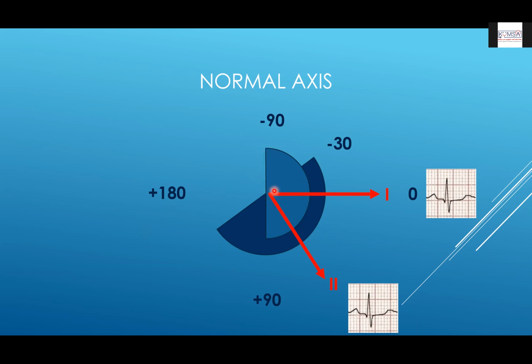So the light blue semicircle is lead 1. Any electrical activity moving in this direction will give me a positive QRS. Any electrical activity moving in this direction will give me a negative QRS. The same thing applies with lead 2. So anything in the direction of the bigger, darker circle will give me a positive in lead 2. And if you overlap these two together, you'll get this angle, which is the plus 90 and the minus 30. So that's our interpretation of a normal axis. If lead 1 is positive and lead 2 is positive, then you'll get the normal axis.